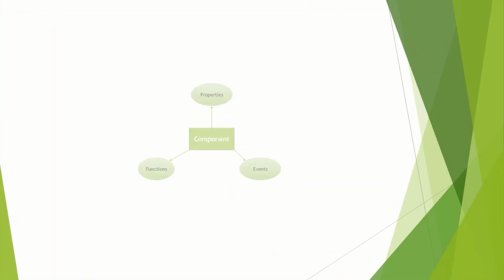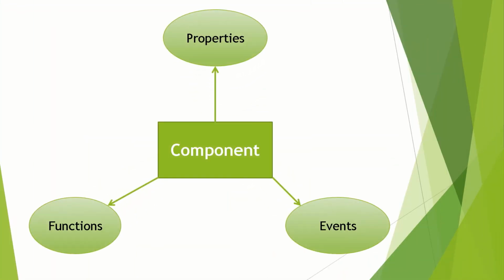A component has three main things. First are its properties. Component properties describe how the component will look like. Second, a component has functions. Each function represents the actions that a component can do. Third, each component has events. Events are like functions but will happen when the user of the application does some action, not initiated by the component itself. All these concepts will be described in detail in next slides.